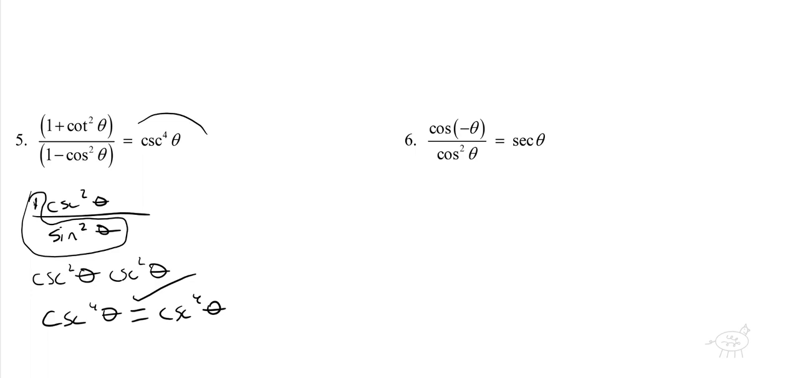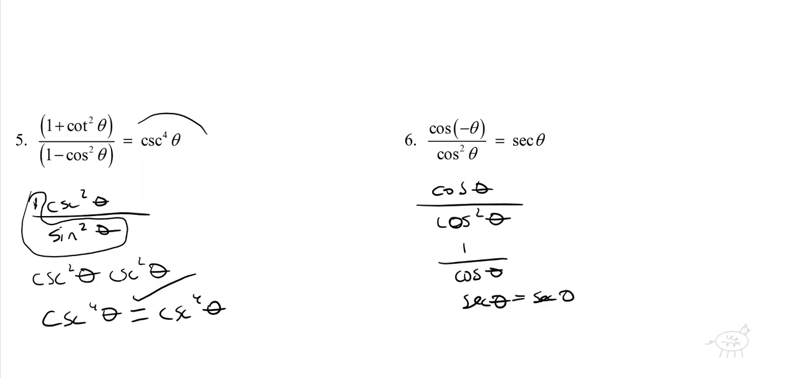All right, let's take a look at number 6. Cosine of negative angle. Oh, wait. Causes pause, baby. So it's cosine of theta over cosine squared of theta. Of course, it cancels. It's like saying x over x squared. So it's 1 over cosine of theta, which of course is secant of theta equals secant of theta. Done. What? That's not bad. Okay. All right. Let's keep going.